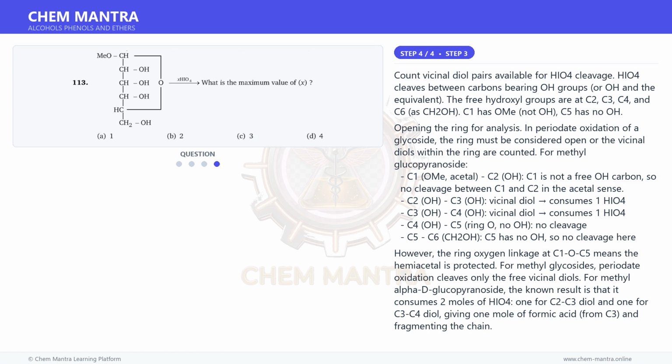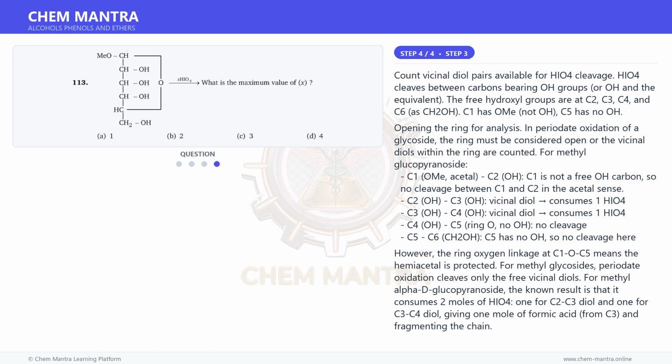However, the ring oxygen linkage at C1, O, C5 means the hemiacetal is protected. For methyl glycosides, periodate oxidation cleaves only the free vicinal diols. For methyl alpha-D-glucopyranoside, the known result is that it consumes 2 moles of HIO4, 1 for the C2, C3 diol and 1 for the C3, C4 diol, giving 1 mole of formic acid from C3 and fragmenting the chain. The maximum value of X is 2, corresponding to cleavage of the C2, C3 and C3, C4 vicinal diol pairs.